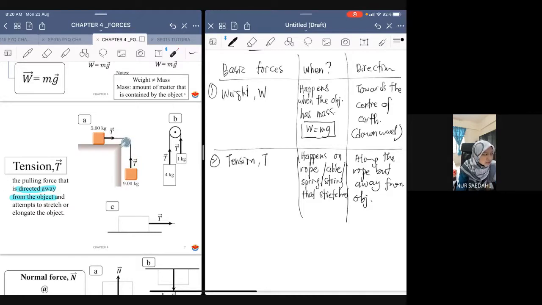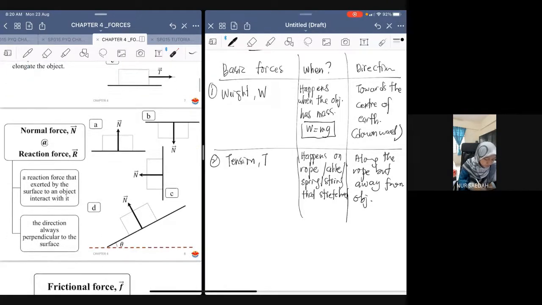Okay, so since there is only one rope or one string, so the value of tension along that string is the same, is constant. Okay, so sama juga dengan ini sebenarnya satu je tali sebab kita ada puli dekat sebelah sini. So tension from 4 kg is equal to tension from 1 kg. T1 and T2 is the same value. Okay, so that is the second one for tension.